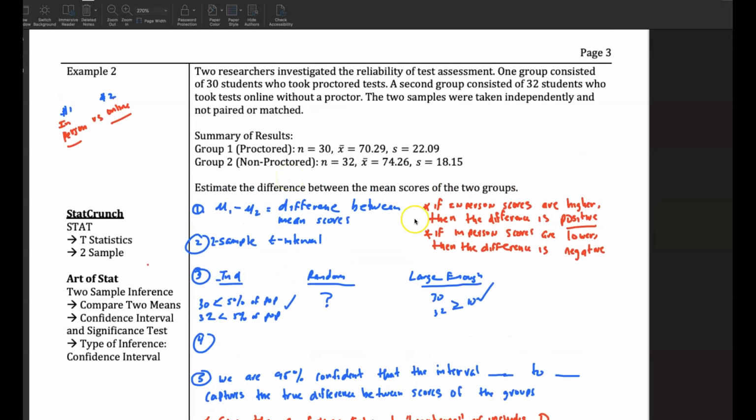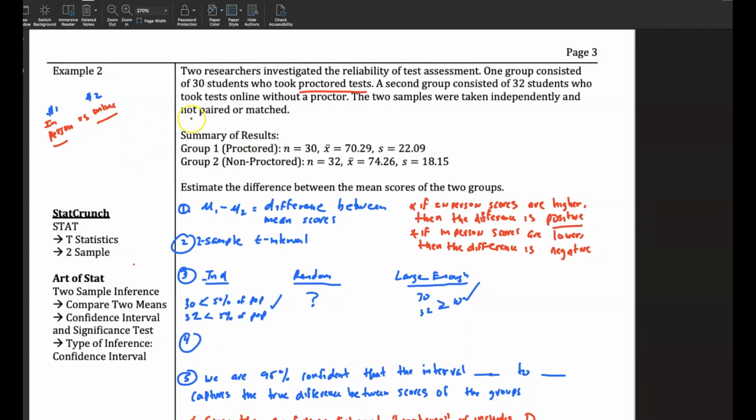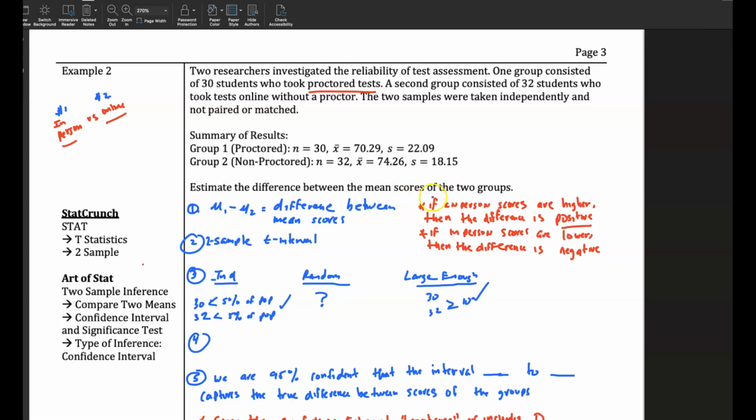Okay, we're now going to look at a two-sample t-interval example. The two groups of comparison are a group of students who take a test in person, which is called proctored, when someone is in the classroom watching them take the test, versus a group of students who do it online. And we're trying to estimate the difference between the mean scores of those two groups.